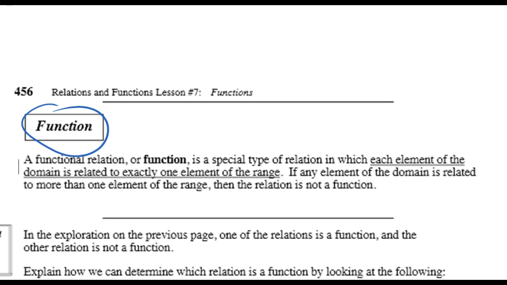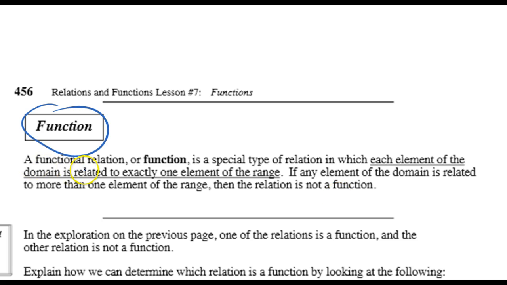This definition is a little bit wordy, so I'm going to go ahead and read it, and then I'm going to try and explain some of the key ideas in the definition. So first of all, a functional relation or function is a special type of relation in which each element of the domain is related to exactly one element of the range. If any element of the domain is related to more than one element of the range, then the relation is not a function. Okay, so let's go through that slowly.